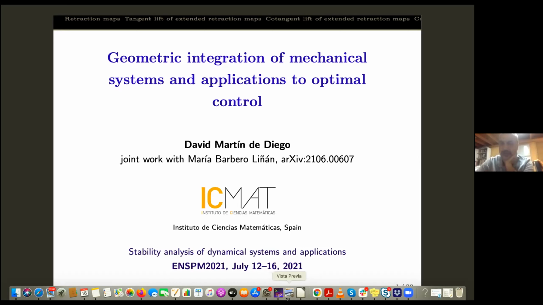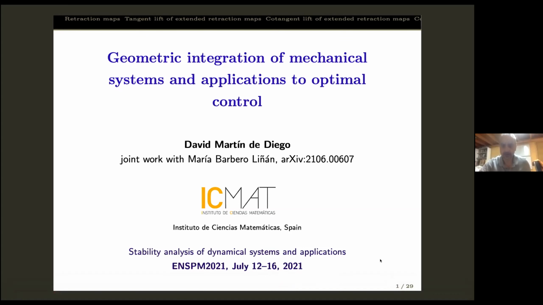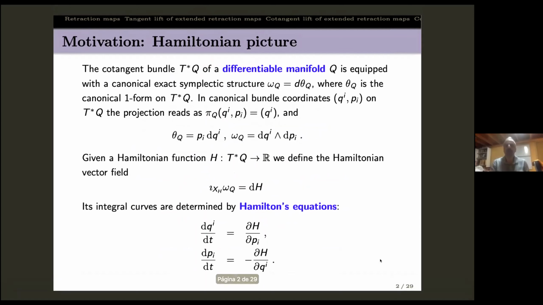The topic is geometric integration, the preservation of some geometrical structure in numerical analysis for some system. In particular, I will study, for simplicity, Hamiltonian systems, and also perhaps an application to optimal control. I will start with the motivation. We can work in a manifold, typically Q, and the cotangent bundle, which is the space of positions and momenta. And this is a very interesting space.